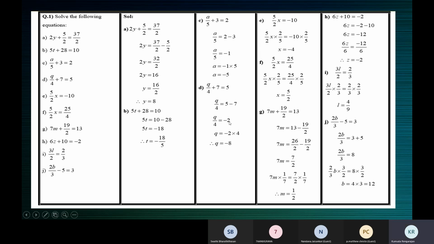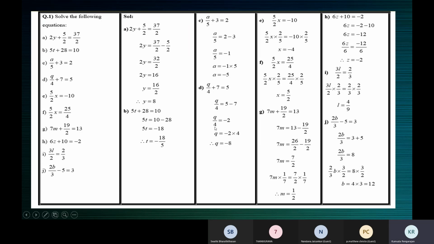If you see D here, q by 4, this is the equation given to us. So we have q by 4 is equal to 5 plus 7. Plus 7 goes to the other side as minus 7. So we have q by 4 is equal to 5 minus 7, which is minus 2. So q by 4 is equal to minus 2.